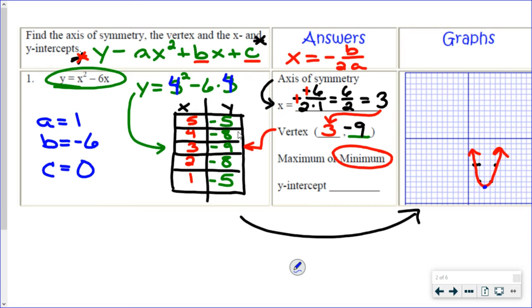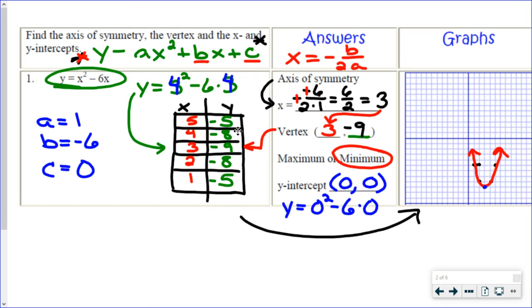And then the y-intercept, remember, is when X is 0. So when X is 0, I'm going to put that into the original equation, Y equals 0 squared minus 6 times 0. So when X is 0, what is Y? Also 0. So that is my y-intercept. That's when X is 0. And that is also on your note sheet, okay?